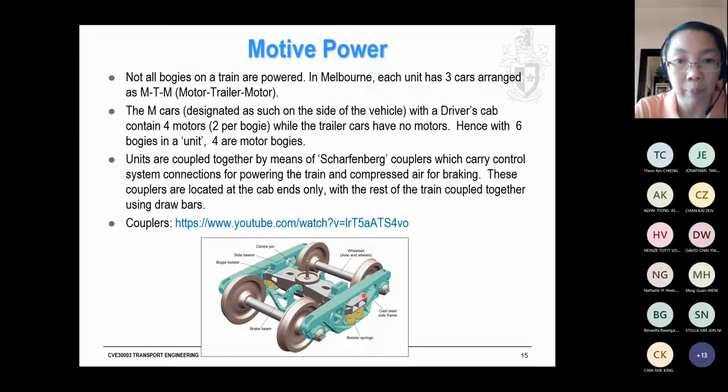So this is one bogie. And usually each carriage has about three of these arranged as a motor one, then trailer, and then motor. And the units are coupled together, and you can see the couplers in this link.